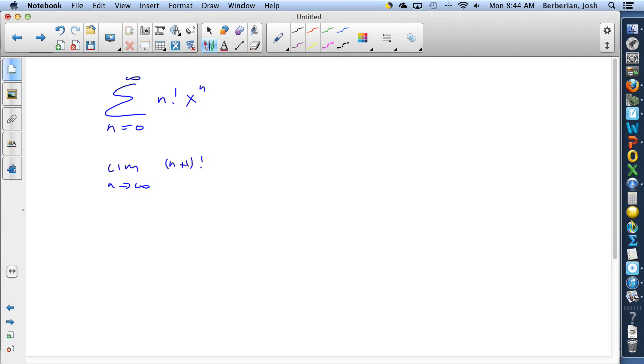N plus 1 factorial x to the n plus 1, over n factorial x to the n. Did I do that already? Is that the ratio test? Okay. So, what do we get on the n factorials? Gives us n plus 1 times x. Now, as n approaches infinity, what happens to n plus 1?